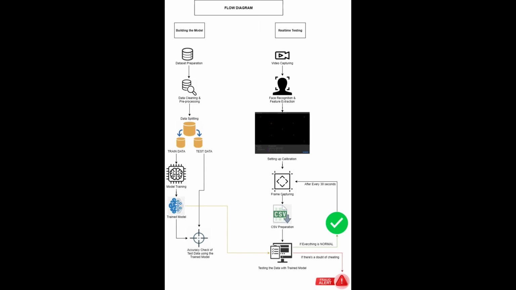After getting such points, we perform calibration setup. Here, the user is asked to look at the four corners of the screen, and a rectangular box is created as the calibrated setup. Then further frame capturing is done, and using this data, the CSV file is prepared. Now on this CSV file, using the trained model, we make actual testing using the classification metric. If the model is working perfectly, that is, everything is normal, we move on to the frame capturing part after every 30 seconds. And this goes on in a loop. And if there is a doubt of cheating or any unfair means, then a fraud alert warning is displayed. So this is how exam proctoring using eye gaze detection is done.